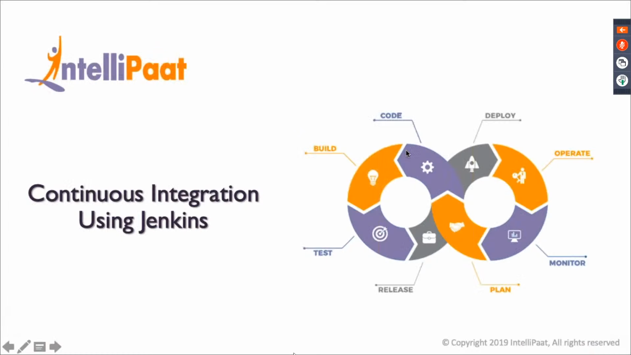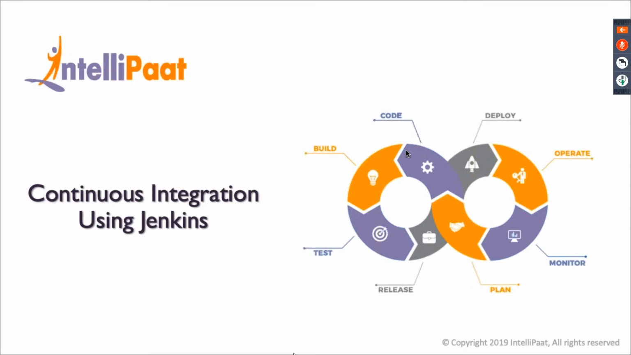Hello everyone, welcome to this session on continuous integration using Jenkins. Today in this session, we will see how we can create a CI/CD pipeline in Jenkins, wherein we will create an automated pipeline that will deploy code whenever we upload it on GitHub. Right? So this is what we are going to do by the end of this session.